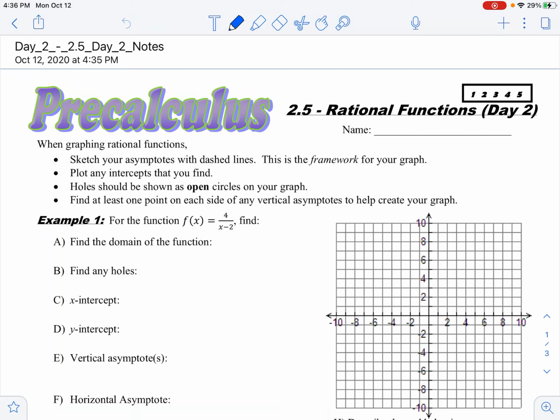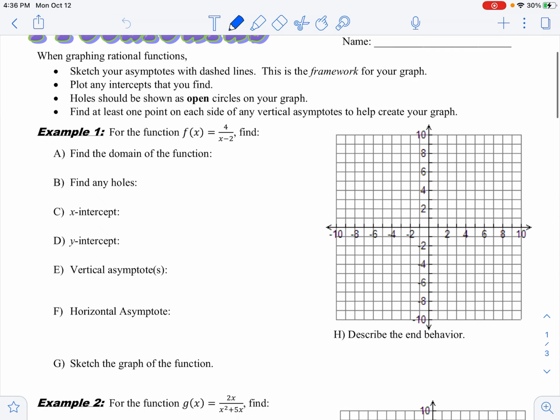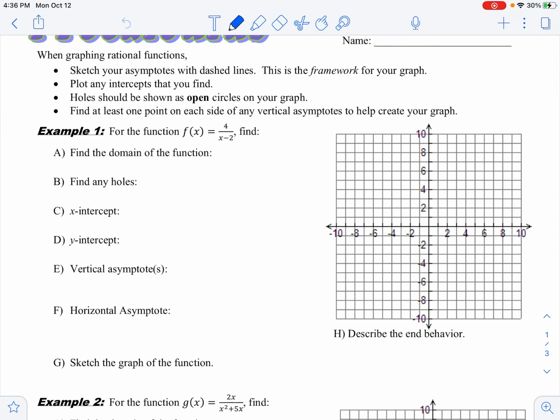Okay, so now we're going to move into actually putting our rational functions on graph paper. At the top here, it's just a reminder of what we're going to do when we're graphing rational functions. We need to sketch our asymptotes with dashed lines. This is the framework for our graph. It's not part of our graph. Therefore, solid lines are not acceptable.